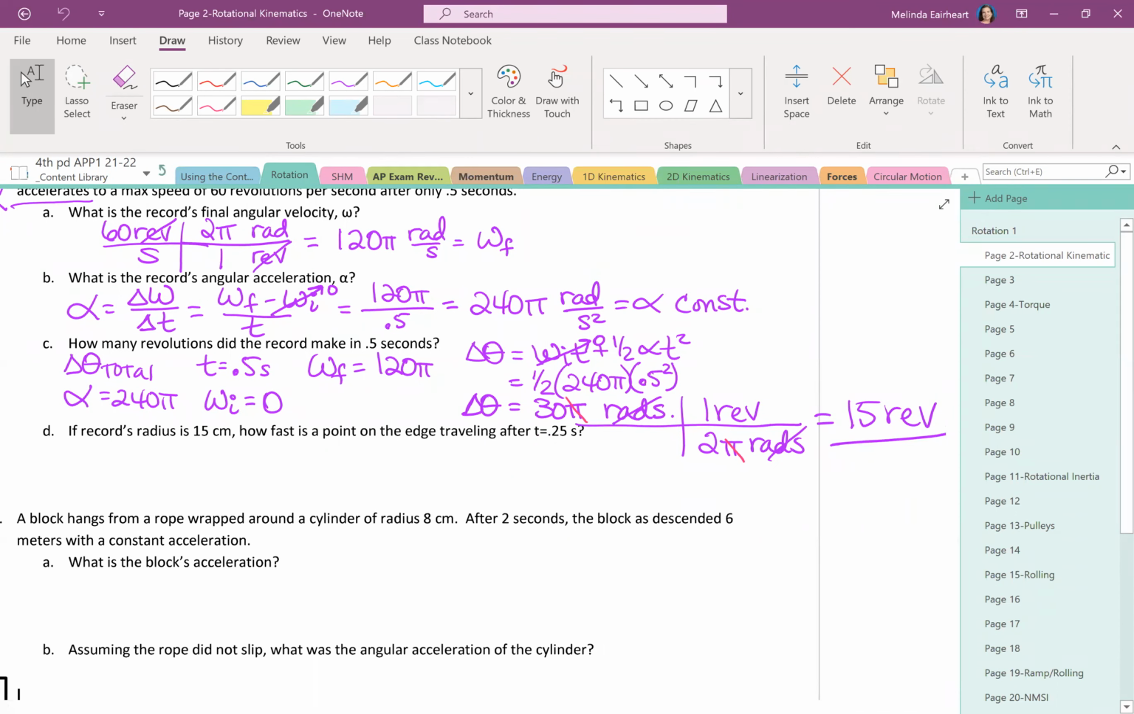So D does have a change, okay? It says if the record's radius is 15 centimeters, so now they give us the radius, how fast is a point on the edge of the record traveling after 0.25 seconds? And so the time is different. And so there is something that's going to be the same no matter what time you look at. What would you say? What stays the same?